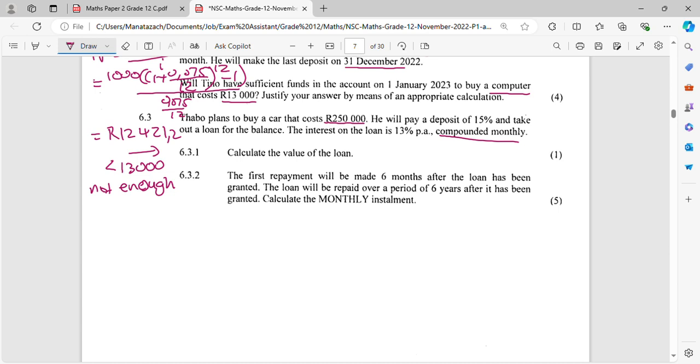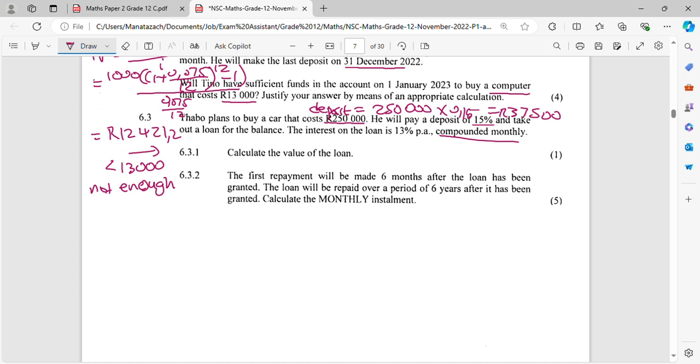Calculate the value of the loan. So you'll remember that this is the deposit that Thabo will be paying out. So basically we can say the deposit in terms of rands would be 250,000 times 0.15. So this is the deposit. How much is it going to give us? 250,000 times 0.15 gives us 37,500 rands.